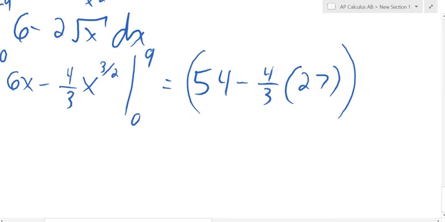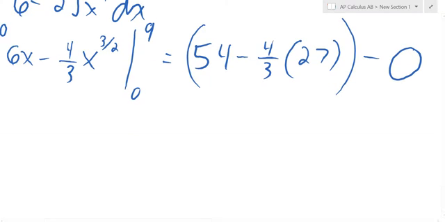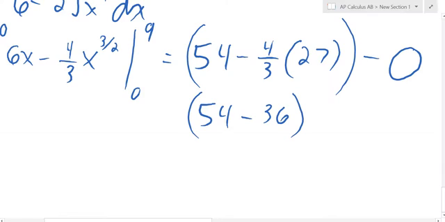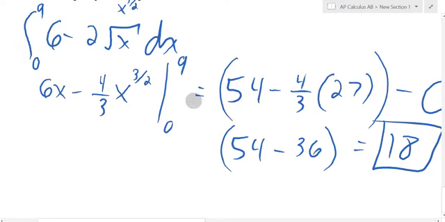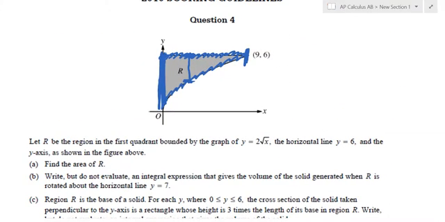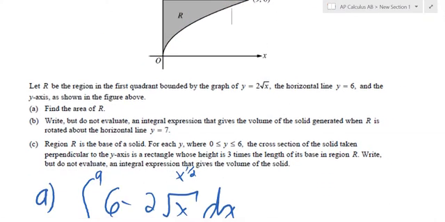It's 36. Minus plug in 0. Okay, and you just get 0. So 54. Oh my goodness. 27 times 4/3 is 36. Thanks for ruining the surprise, Josh. And when you subtract them, you get 18. And what's that number represent? The area of that shape right there. Okay. We're going to do the volume.